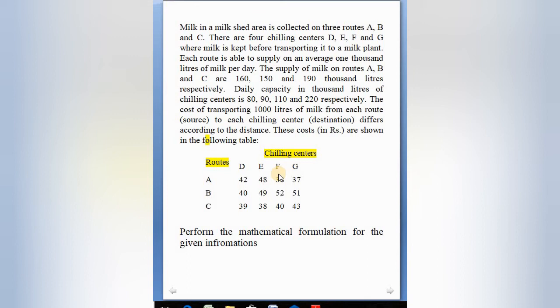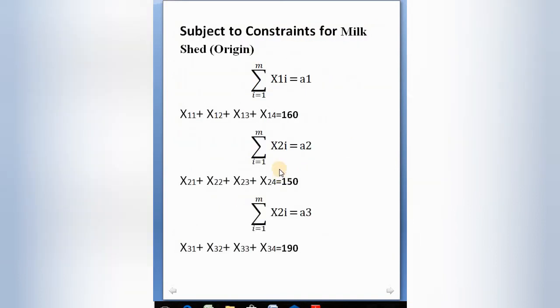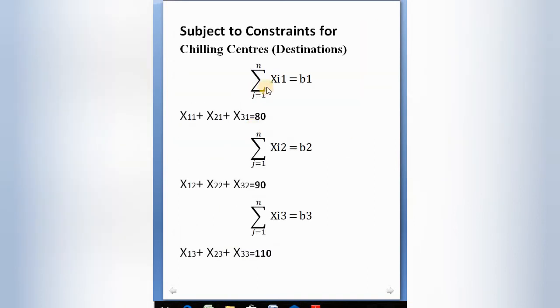The units can be transported through route A, B and C. Thus, for chilling center D, the constraint will be like this. The formula has no change, I have just converted it into chilling center. Earlier I had taken it for milk shed. The formula is like this.